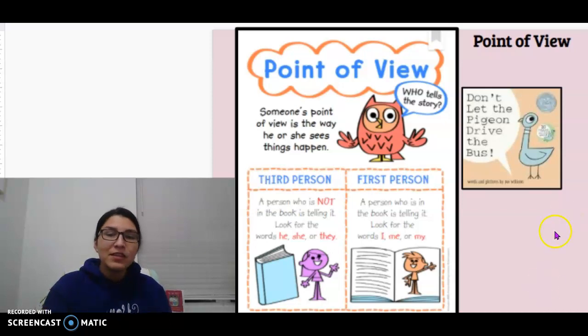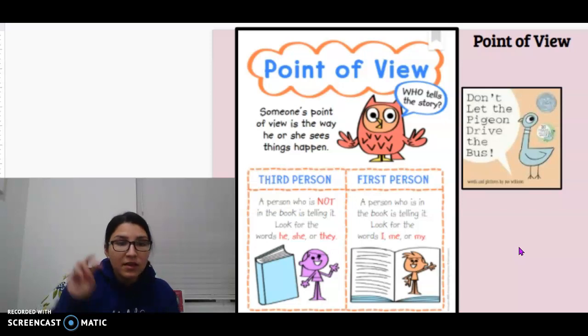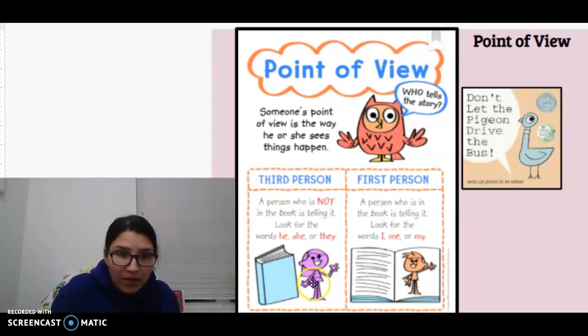So I just want to give you an example, and I'm going to go over this one more time. Point of view. Who is telling the story? It's either third person or first person. And now if it's third person, you're going to see words like he, she, and they. Please say this with me. Third person. You're going to see words like he, she, they. Third person. A person who is not in the story is telling it. See, look at this example. Third person, not in the story.